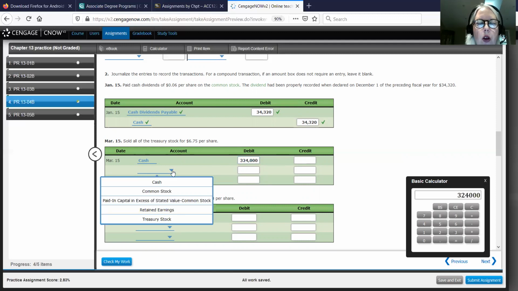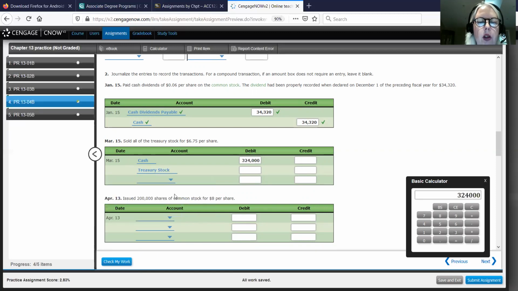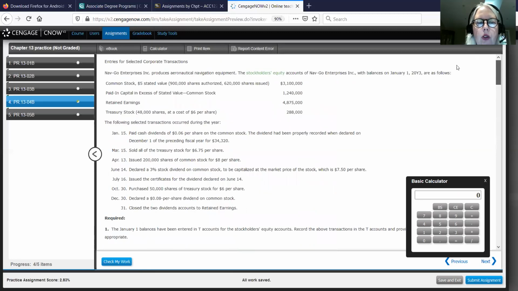Our treasury stock would have been decreasing. To decrease treasury stock, which is a contra stockholders' equity account, you would have to credit it. You want to credit the treasury stock always for its cost. So again, we're going to pick up the number of shares of treasury stock that we had originally, which was 48,000. We would multiply it by its cost, which will give you 288,000.